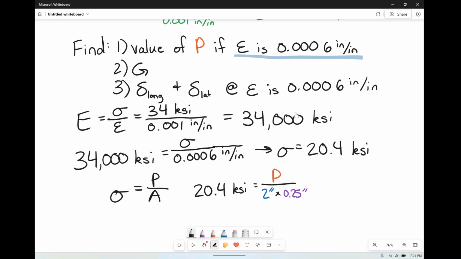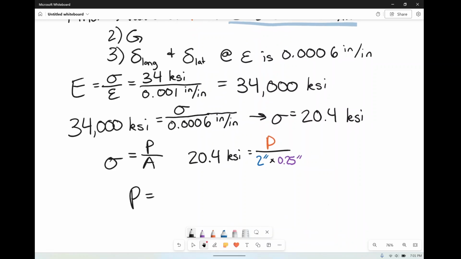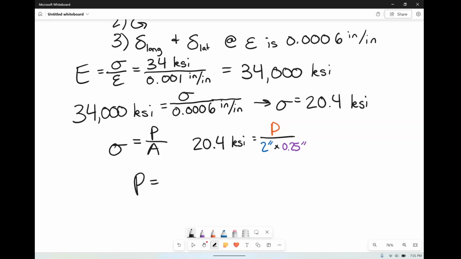So voila, all we got to do is multiply over here, and we're going to get that P, the value of P that we wanted to know when the strain is at 0.0006 inches per inch, is 10.2 kips. Yay, there's part number 1.